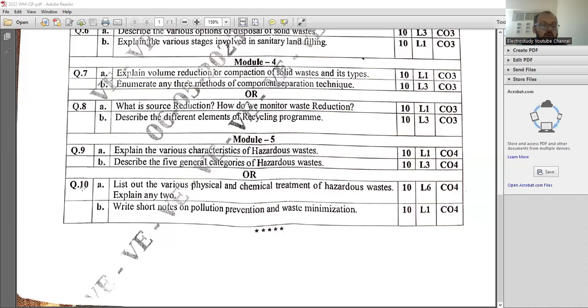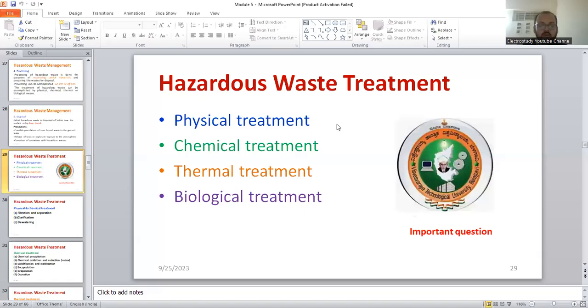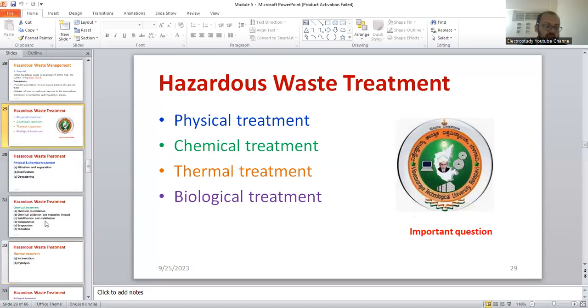I request you to go through question number 10A. List out various physical and chemical treatment of hazardous waste. Explain any two. Okay, let's explain any two methods from physical as well as chemical treatments. So it is one of the important questions for your examination, physical and chemical treatment. There are different methodologies available.